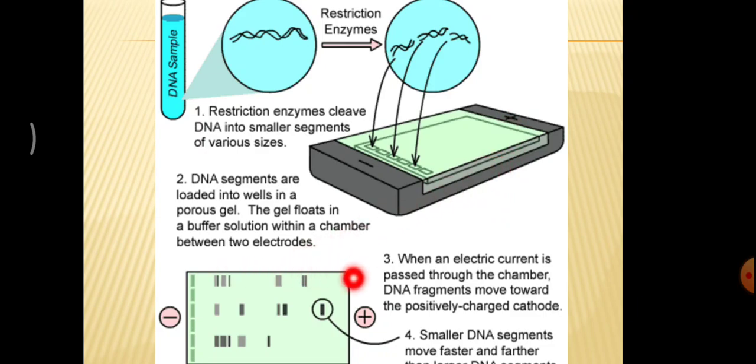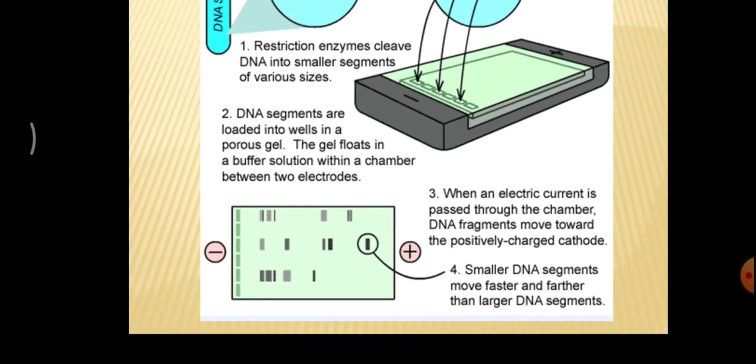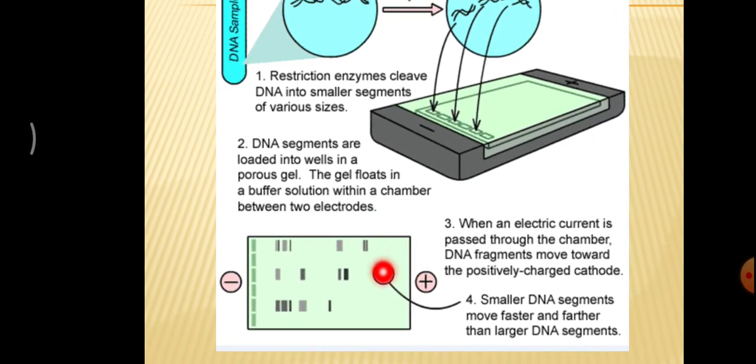As a result of that, you can see the different zones. These different zones indicate the different fragments of the DNA. The smaller fragments will be moving faster and the larger fragments will be moving slower. So as a result, we can separate the fragments by using this gel electrophoresis.